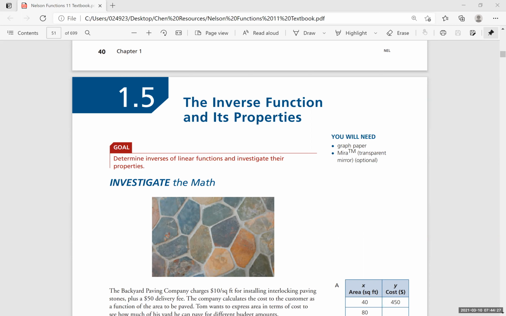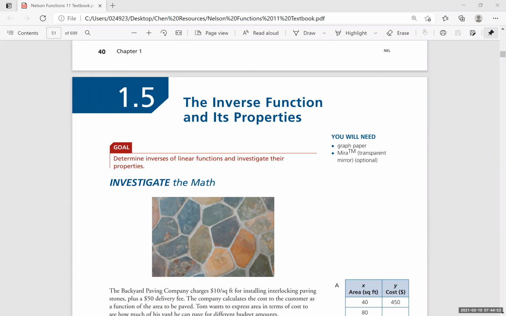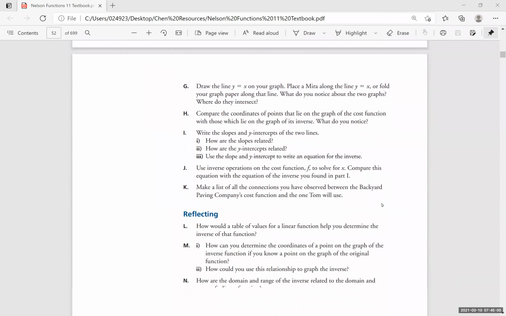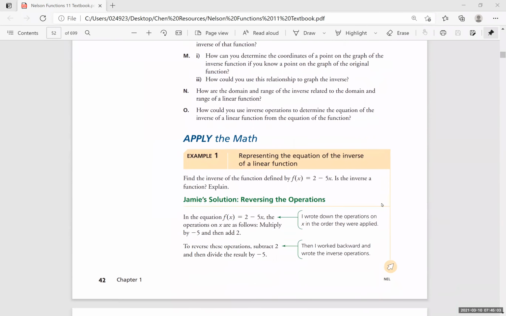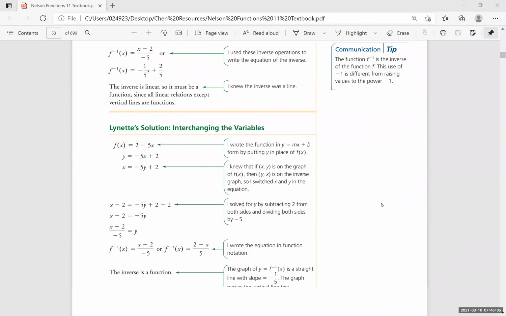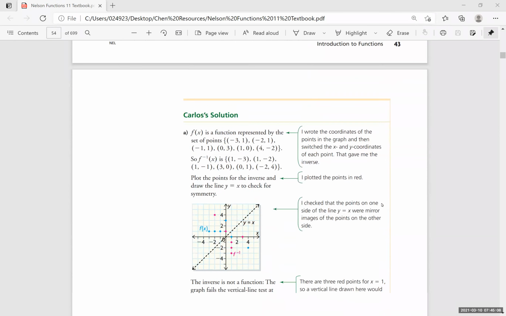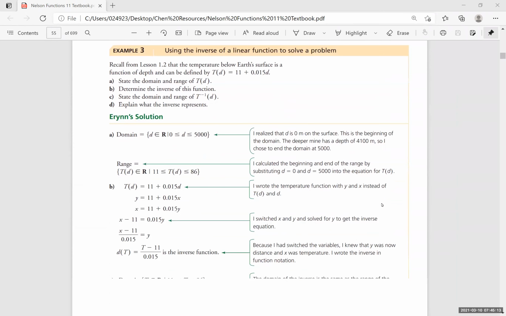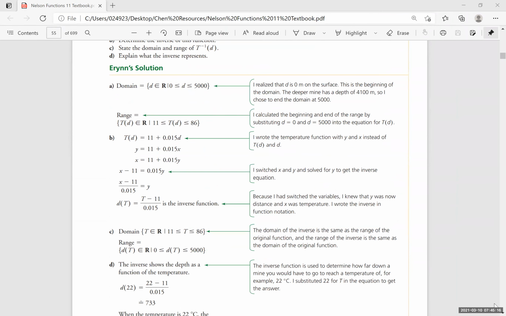This lesson is on the inverse function and its properties. It's from section 1.5, found on page 41 of your textbook. Hopefully, you'll use your textbook as a reference, and let me just show you what we're going to be looking at. I'm not going to do the exact examples here, but they're pretty good. I do recommend you try the reflecting example 1 and example 2 at your own leisure. And we're going to see another aspect about why we're doing it, the inverse function.